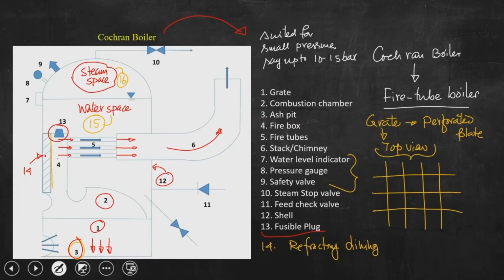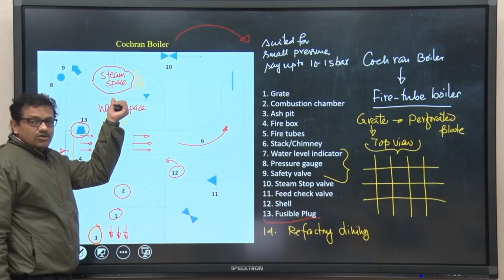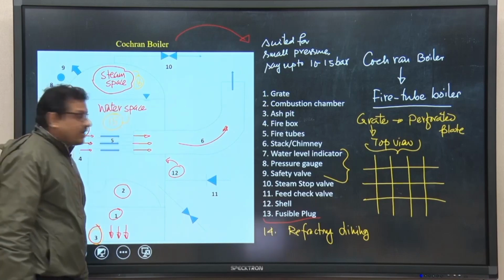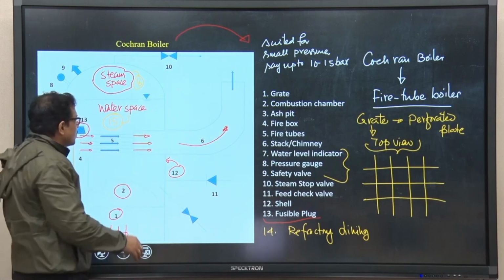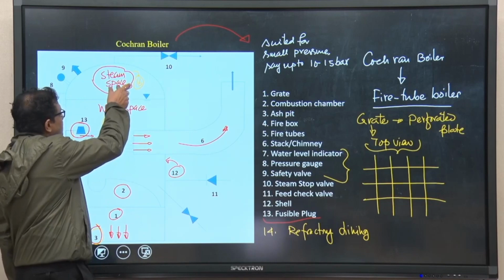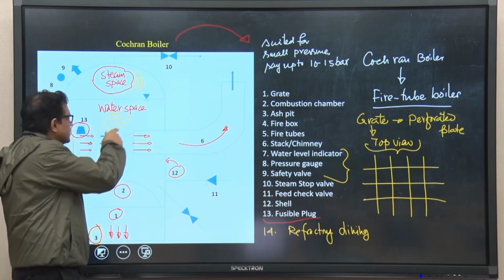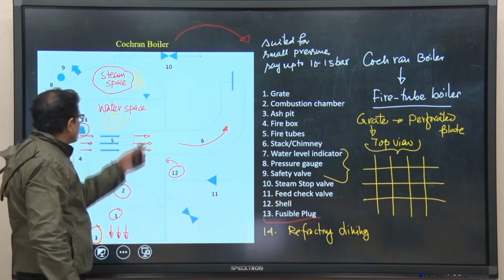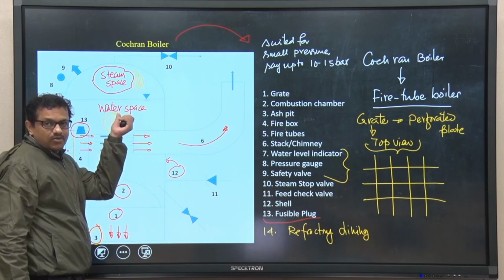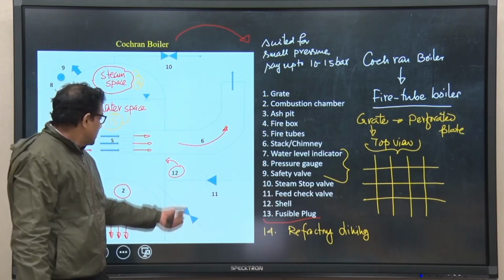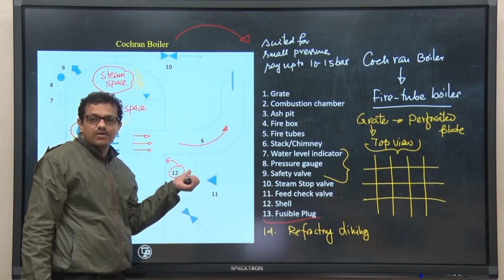Let me discuss what will happen. Say the water level indicator is not functioning properly. Then it is very difficult for an operator to understand what is happening inside the boiler. If the water level indicator is not working well, and if the water level falls for any reason, what will happen? The steam collected at the top will try to occupy the water space, that is 15. The water level may fall because, maybe, the feed water line is not working properly.